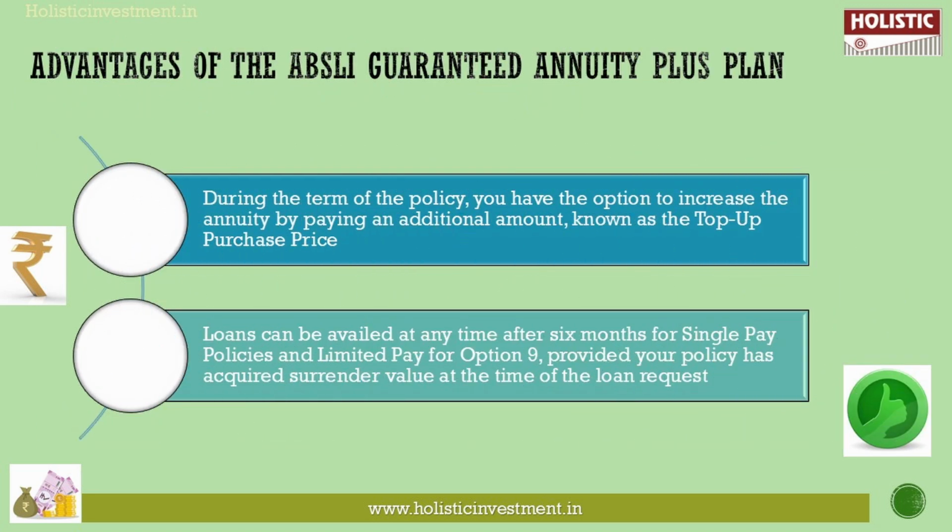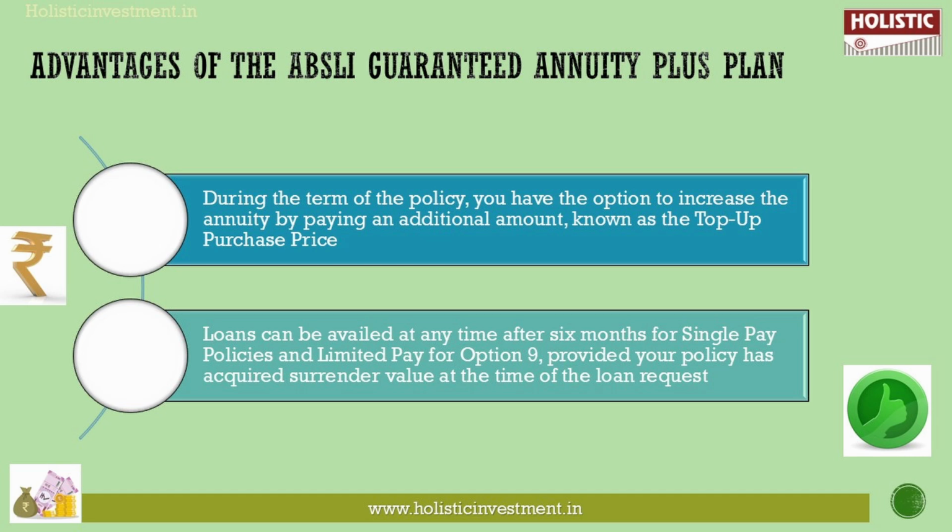Now let's move on to the other benefits and advantages and disadvantages available under this policy. Under the ABSLI Guaranteed Annuity Plus Plan, there are 10 annuity options to choose from. Under these options, the benefits like joint life, survival benefit, death benefit, surrender all differ according to the annuity plan option you have chosen at inception. To know more about the details under each plan, you can refer to the policy brochure. Now let's take a look at the advantages and disadvantages of the ABSLI Guaranteed Annuity Plus Plan.